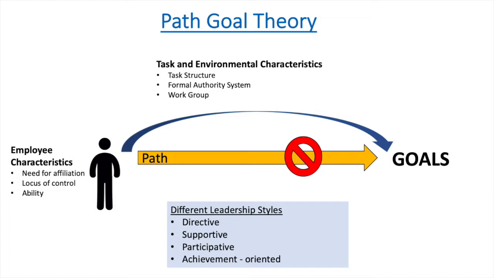And the 4th leadership style is known as achievement-oriented. Now, this type of leader likes to set challenging goals for the employees and expects employees to perform at their highest level, right? This type of leader shows a lot of confidence in the employee's ability to achieve a goal.